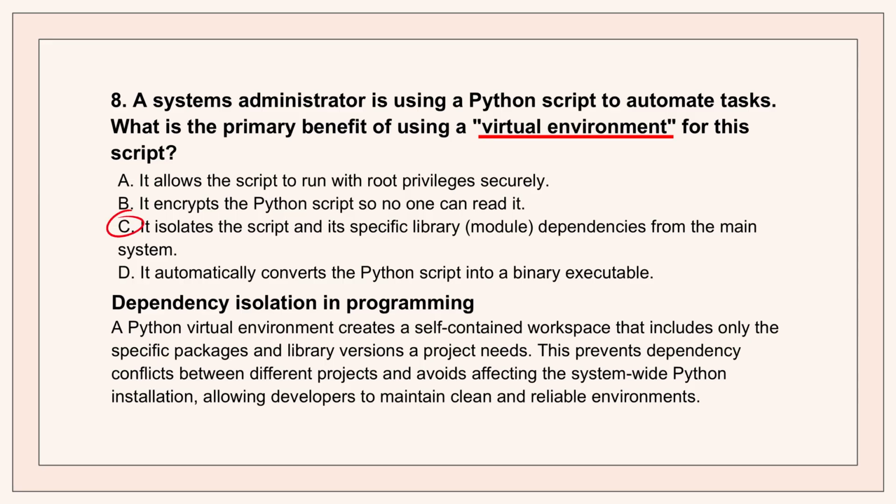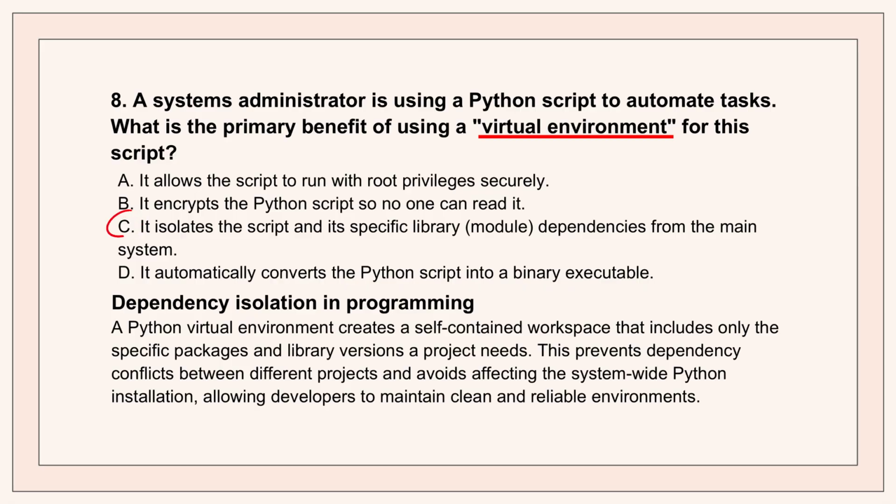A virtual environment creates a self-contained little bubble for your Python project. Inside that bubble, you can install the exact versions of the libraries your specific script needs using pip without affecting any other projects or the main system Python installation. So Project A gets its own environment with library v1.2, Project B gets its own environment with library v2.0, and the system Python stays clean.